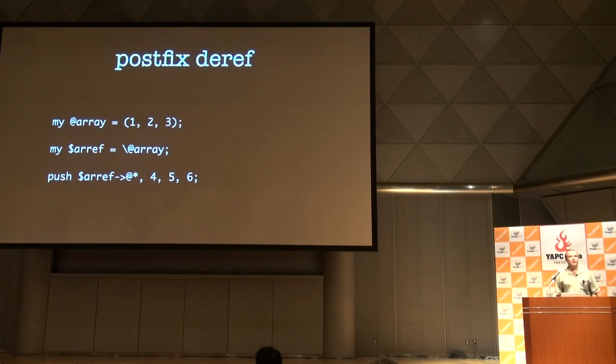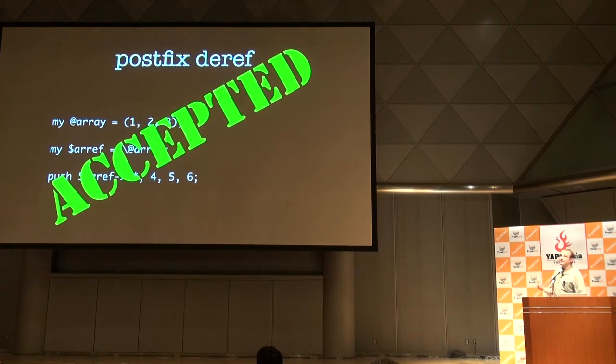Postfix dereferencing, on the other hand, has been accepted. This is exciting. In Perl 5.18, we introduced the idea of experimental features. We always had experimental features in Perl, but there were no rules about them, and people would use them. For example, until Perl 5.18, weak references were an experimental feature.